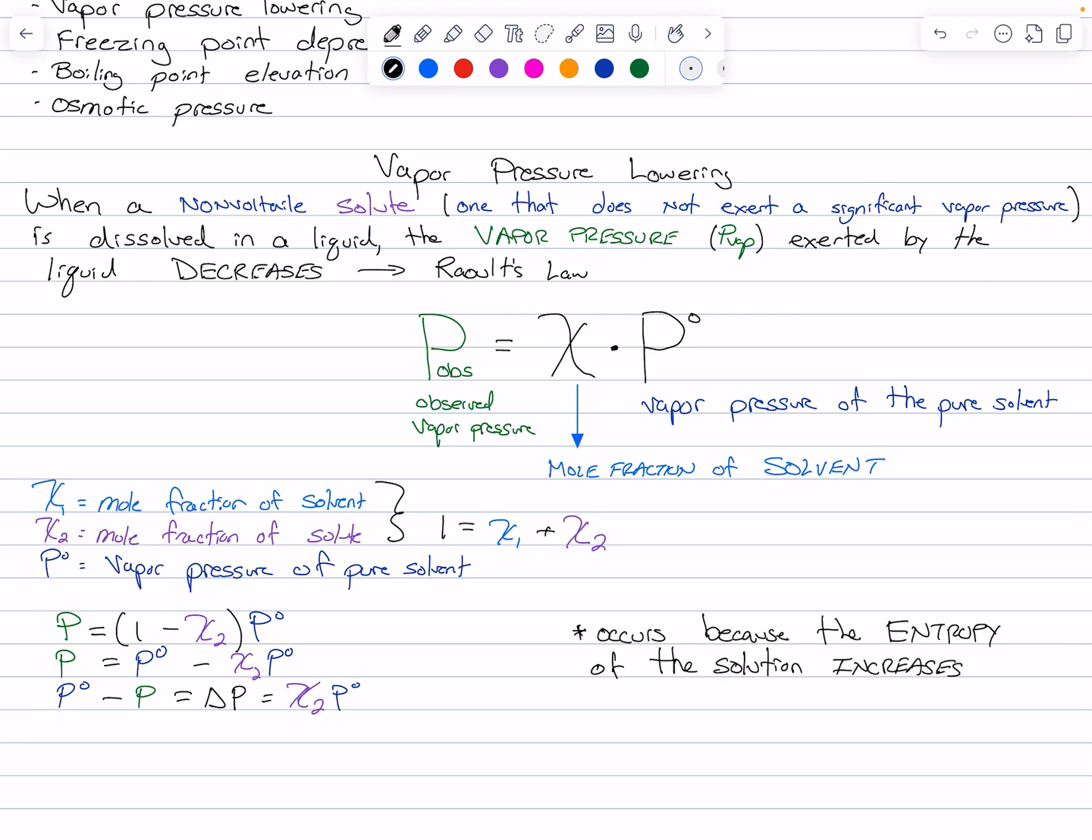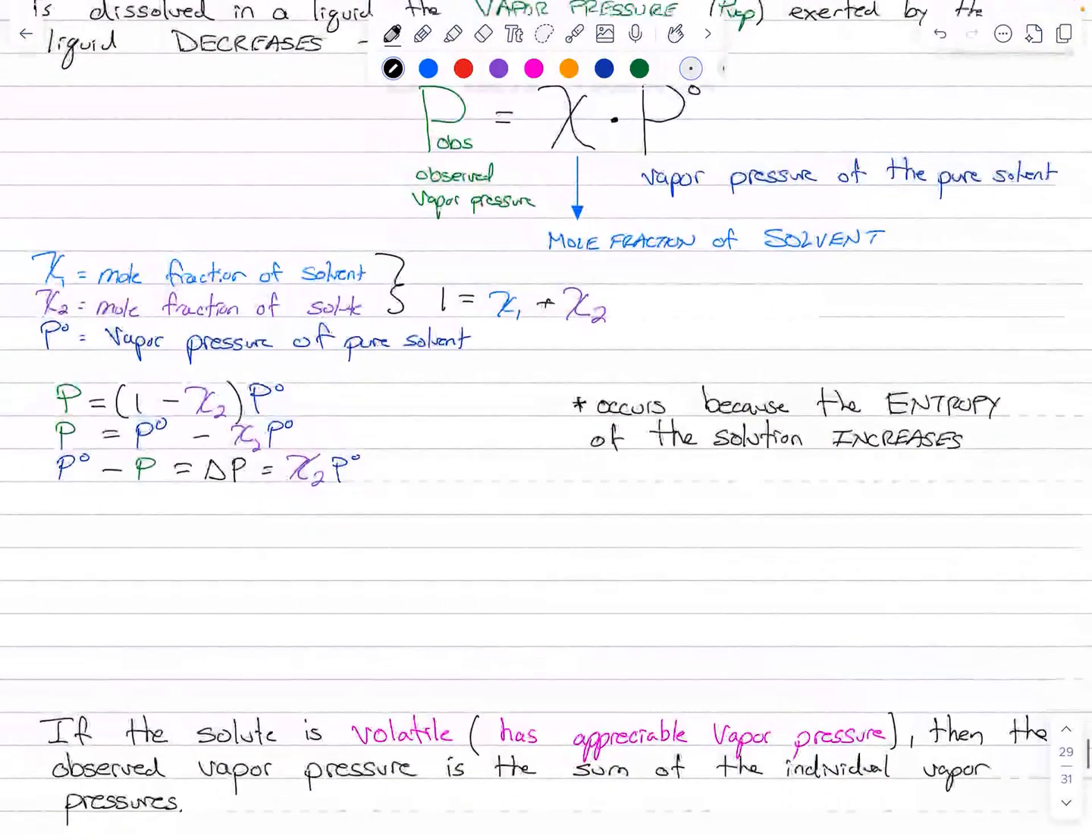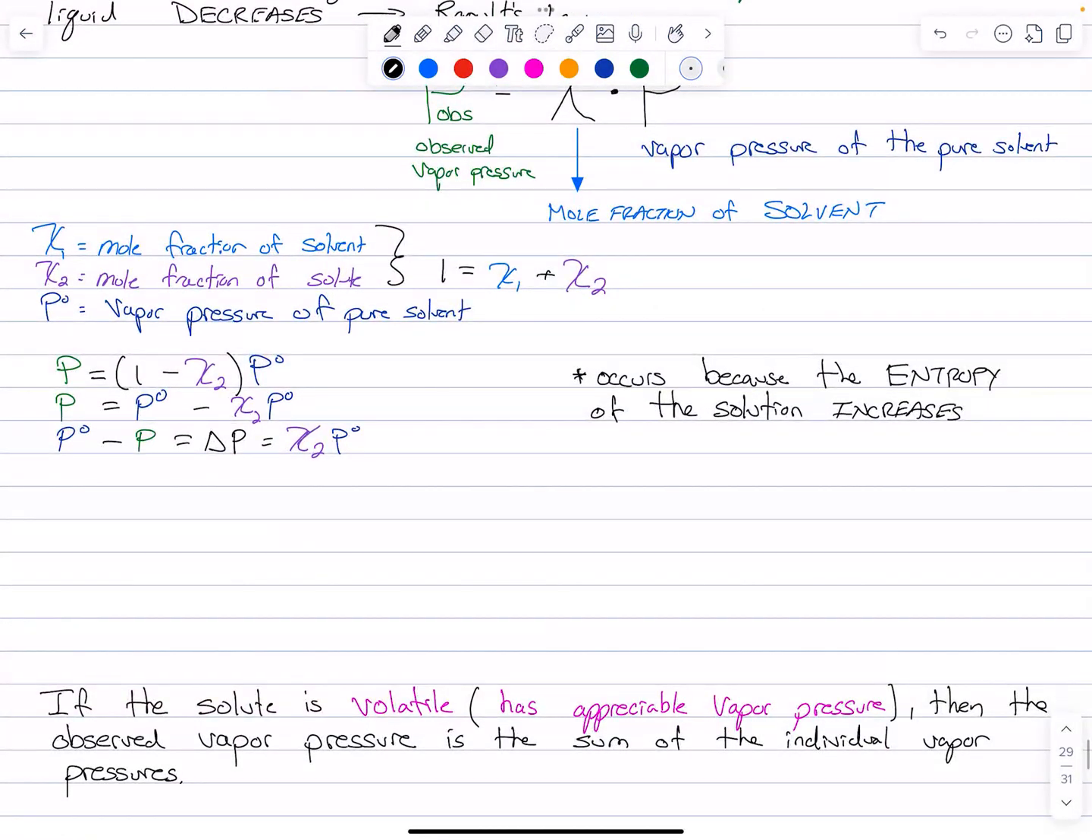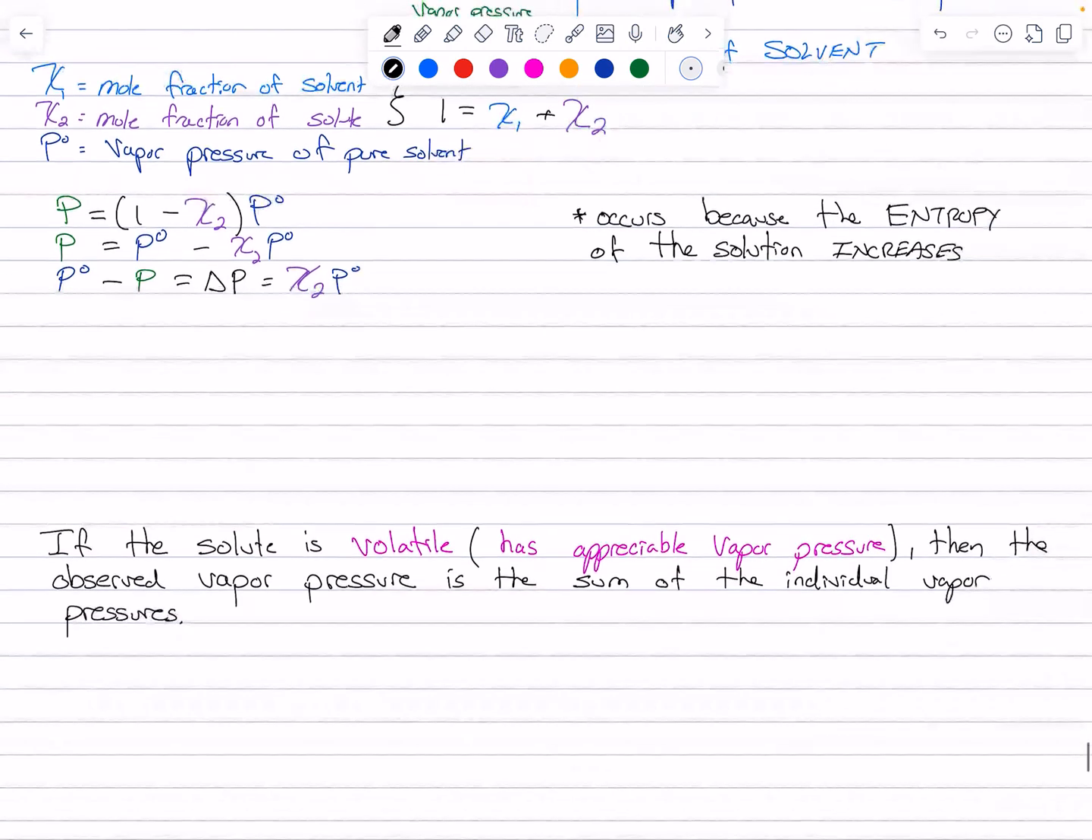All right. So now, if the solute is volatile and has vapor pressure, right? You're putting something like ethanol in water, or my example is going to be benzene and toluene. Then the observed vapor pressure is the sum of the individual vapor pressures. Well, what do I mean? So I'm going to use benzene and toluene.